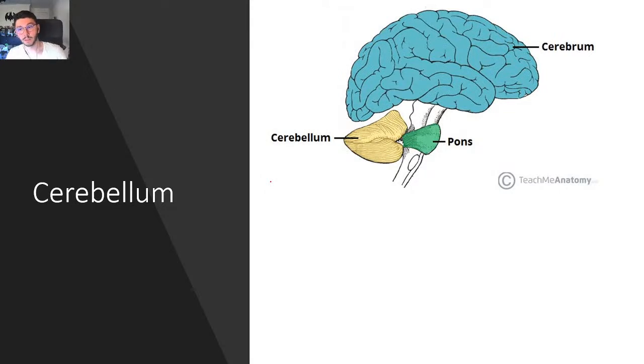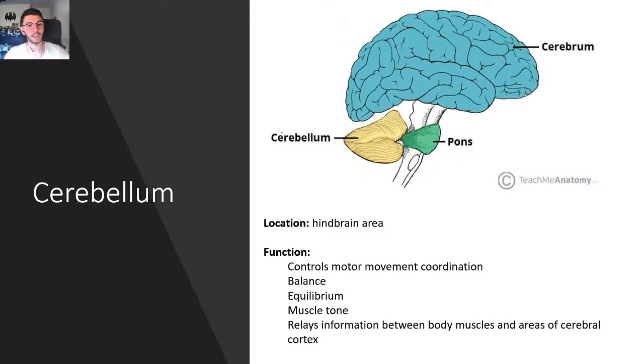So the cerebellum. So the cerebellum is found in the hindbrain area, so it's behind the cerebrum. It's connected to the pons, and it has functions to do with balance. So it's coordination, equilibrium, so that you don't fall over and trip, muscle tone, and also relates the information between the body muscles and areas of the cerebral cortex. And yeah, that's its main function. It's just a relay center. Any damage to the cerebellum causes ataxia, so you can't walk properly. Intoxication, long-term alcohol abuse can also cause damage to the cerebellum.